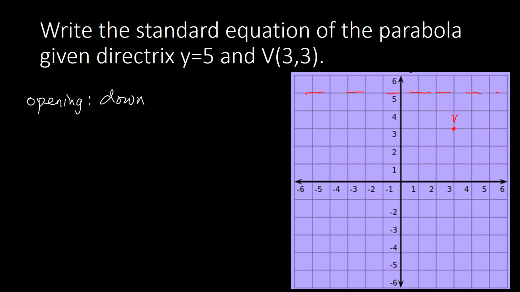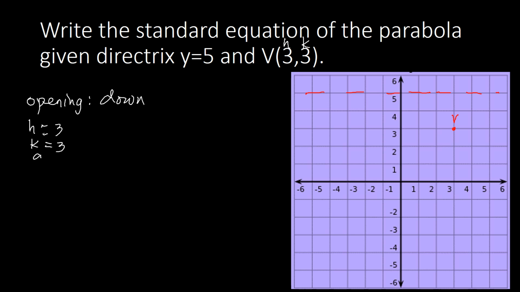After that one, we are going to identify our h, our k, and a. Our h here is, this is our vertex, so our h is this one, and our k is that one. So we have h equal to 3 and k equal to 3. Next, we are going to identify our a.